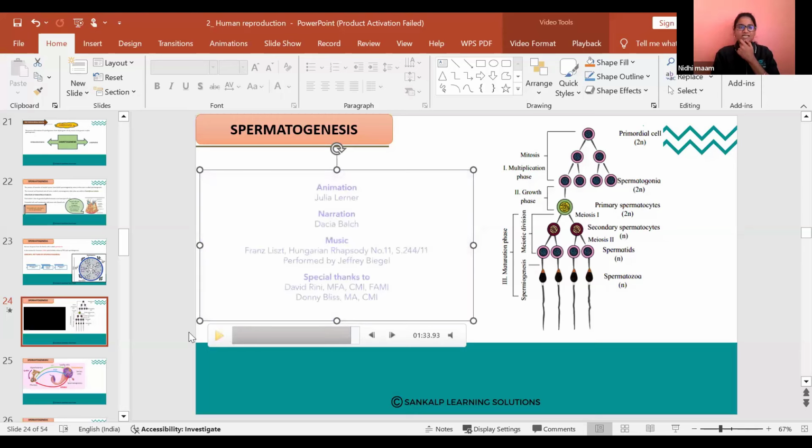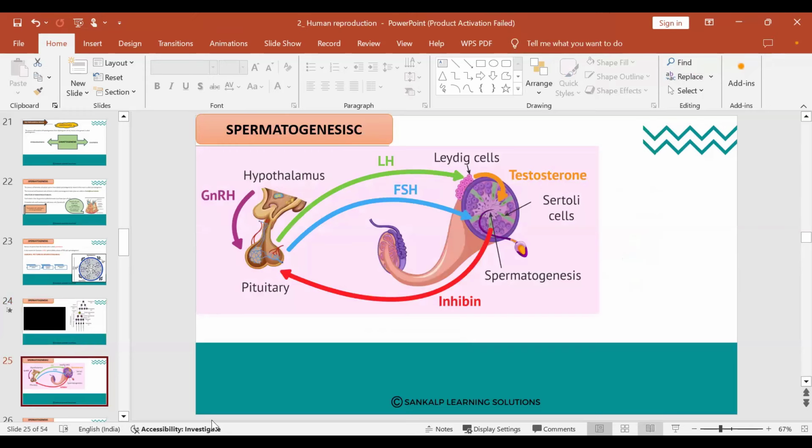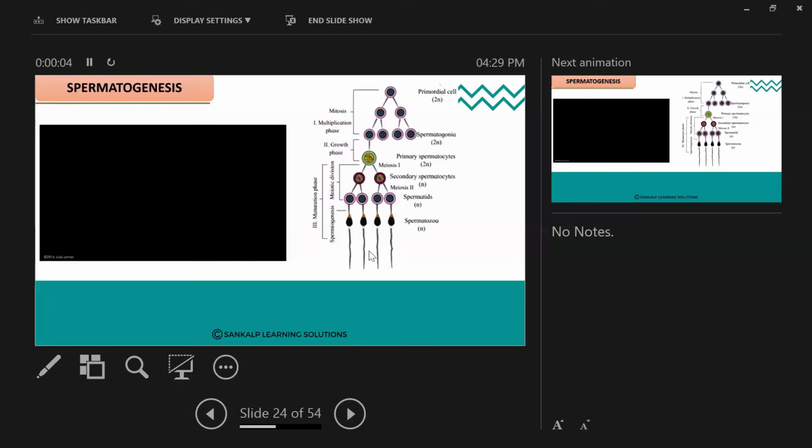So this is regarding the concept of spermatogenesis. I hope it is clear now. Yes, ma'am. All of you, is it clear?